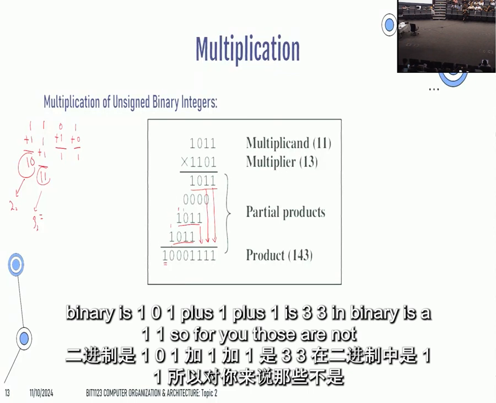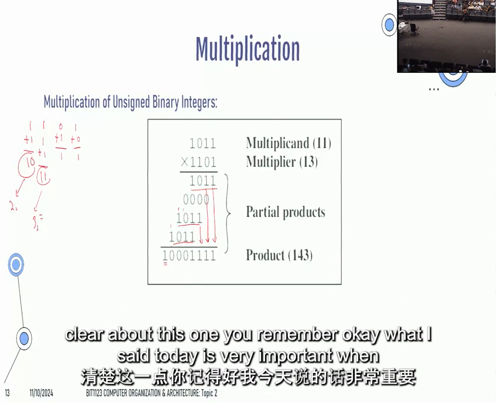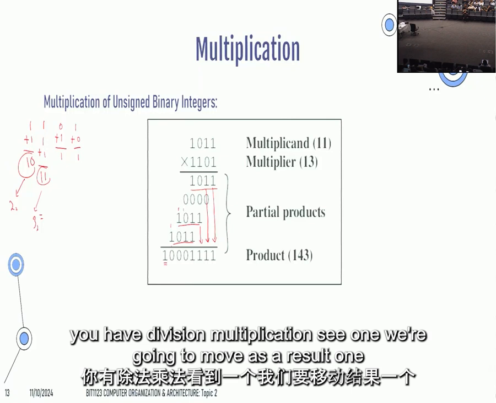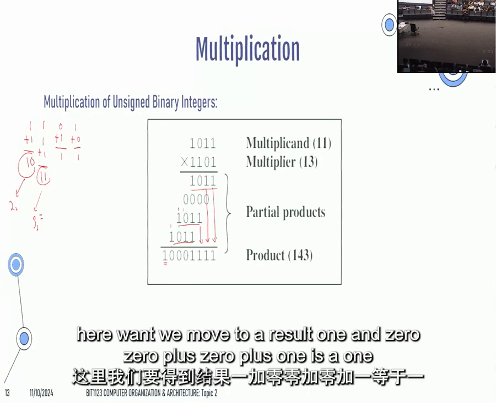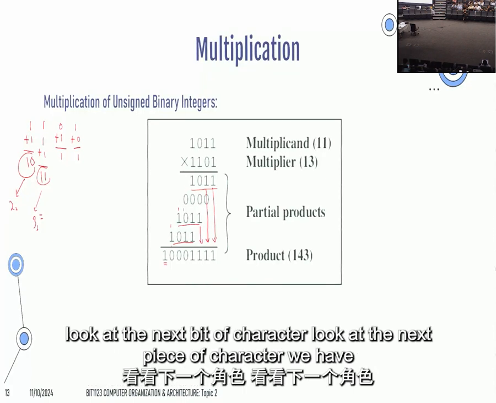So for those who are not clear about this one, remember what I said today. It's very important when you have division and multiplication. See, the 1, we move as a result 1. Here, 1, we move to the result 1. And 0 plus 0 plus 1 is 1. Look at the next bit of character.